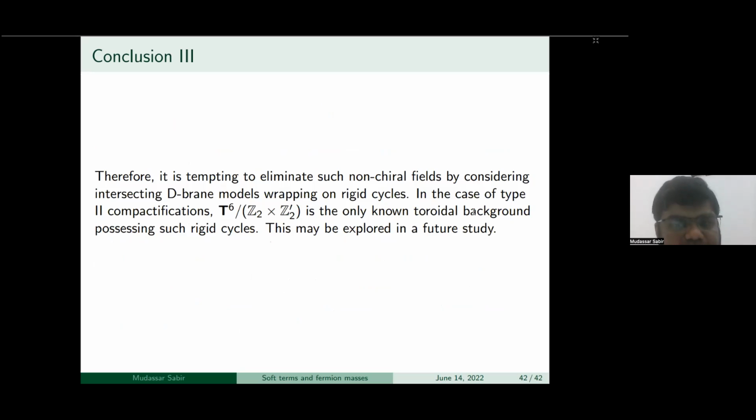Therefore, it is tempting to eliminate such non-chiral fields by considering intersecting D-brane models wrapping on rigid cycles. In the case of type IIA compactifications, T6 over Z2 times Z2 prime is the only known toroidal background possessing such rigid cycles. So this is tempting, and we may explore this in a future study. So that concludes my talk. Thanks.